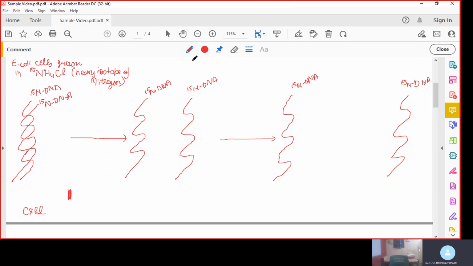Now, this was again centrifuged under the density gradient, and in the first generation we got the heavy band of nitrogen. So this was the heavy band.